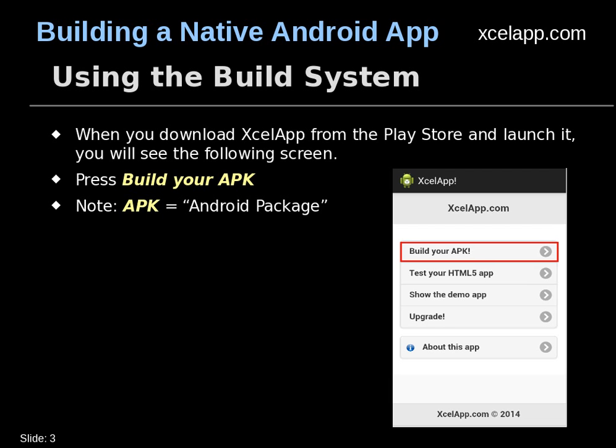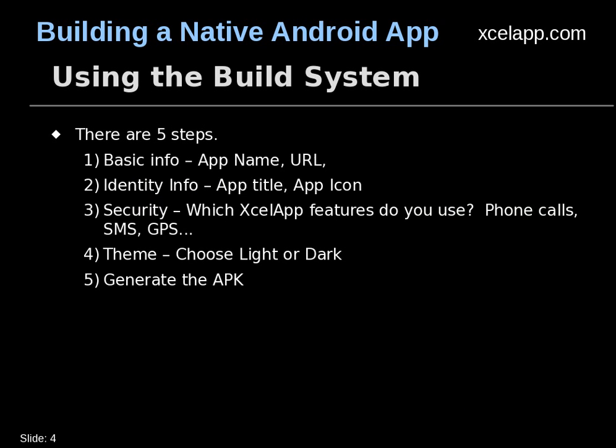When you download XcelApp from the Play Store and launch it, you will see the following screen. You can see it right here on the right hand side. Just press Build Your APK, and note APK really stands for Android Package.